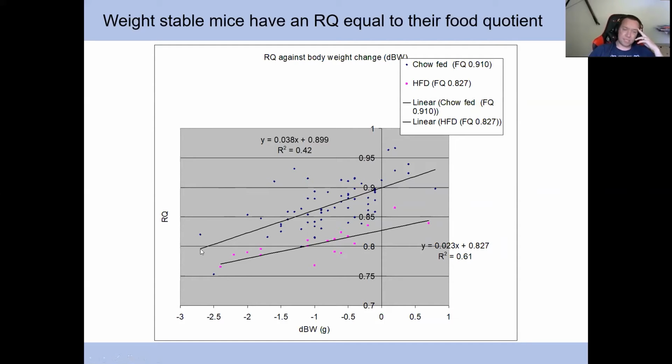Well, conceptually, if we regress change in body weight against respiratory quotient, the intercept at no change in body weight should be the food quotient. So this is some data from a data set which was using a high-fat diet with a food quotient of 0.827, and far too neatly, the intercept of regressing these mice against change in body weight is 0.827. In other words, the respiratory quotient at 0 change in body weight is the same as the food quotient. The chow mice are pretty good. They regress to an intercept of 0.9, and the food quotient is 0.91. So it's very close.